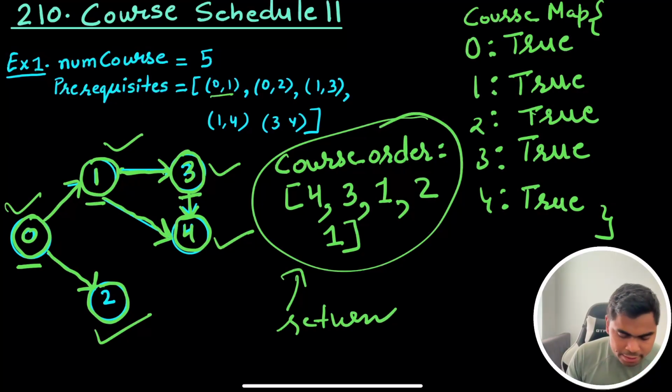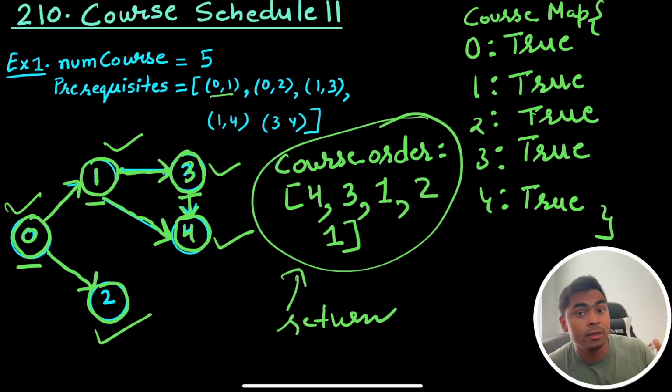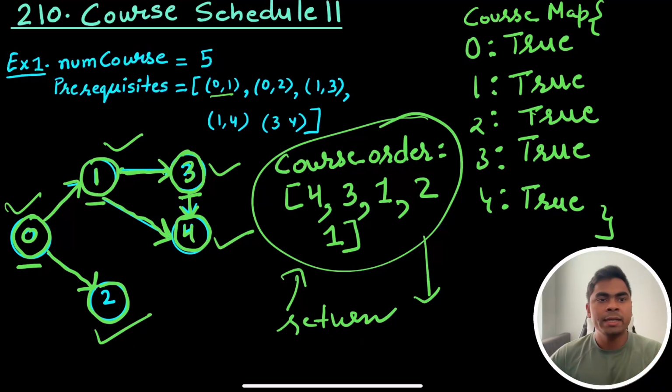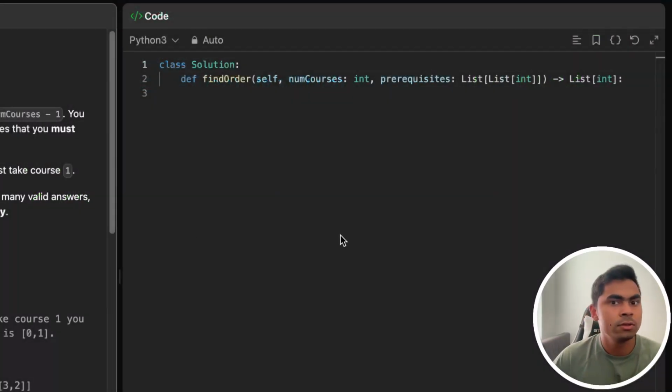If in any case we were able to find a cycle, or we could not visit any course, then we will be returning an empty array. So this is what we return. And as I said, we will be using the code that we have written for course schedule. It's going to be very minor changes we will be making. So let's switch here.